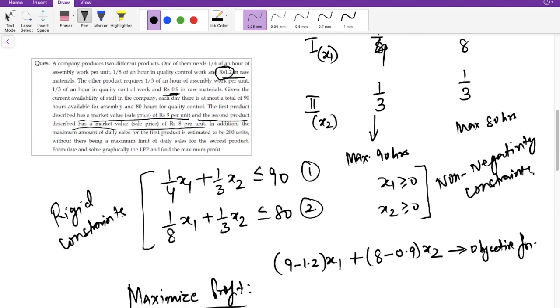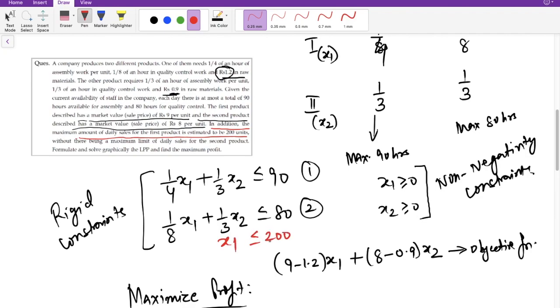Now let's read out the problem again and see if we have missed something. Further they are saying, in addition, the maximum amount of daily sales for the first product is estimated to be 200 units. So they have given one more condition. You cannot sell more than 200 units of the first product per day. So there is no point in manufacturing more than that. So you will just write it as x1 less than or equal to 200.